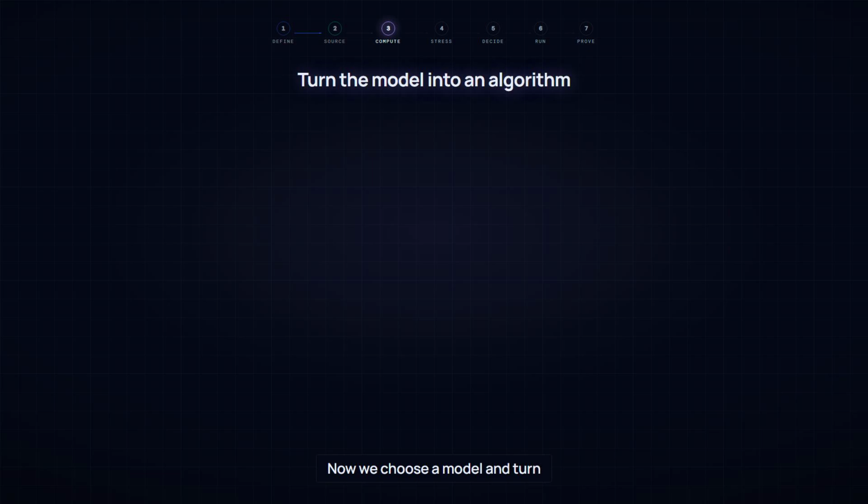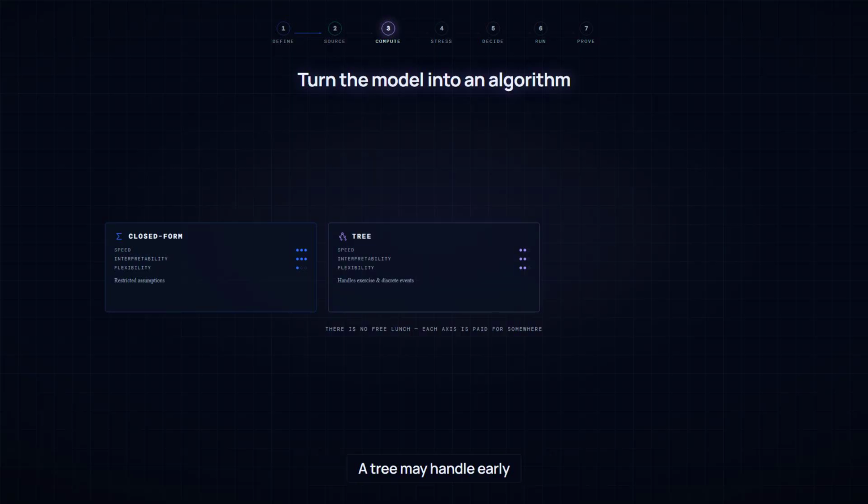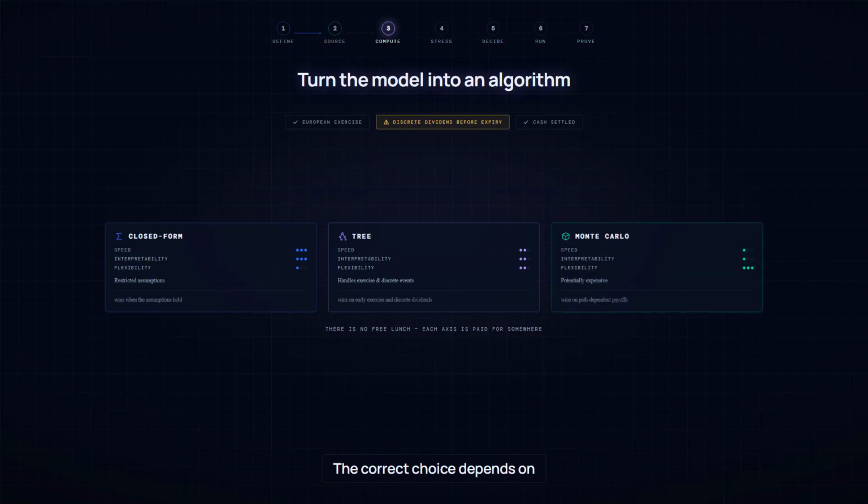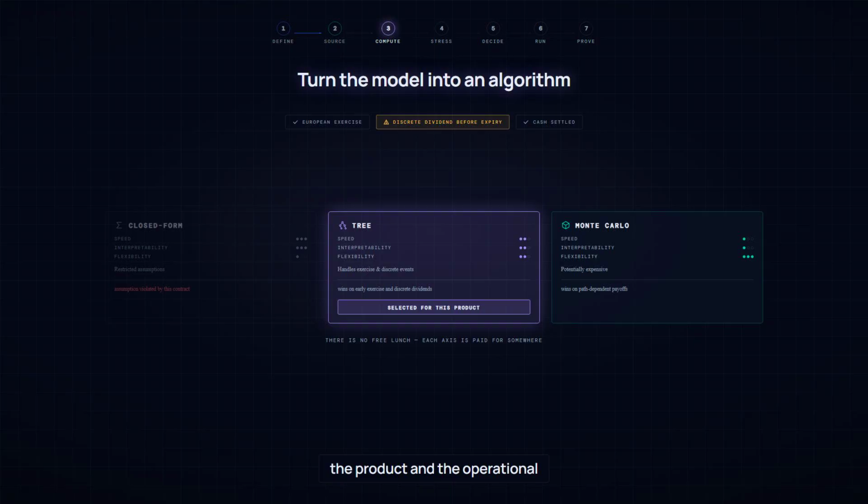Third, compute. Now we choose a model and turn it into a numerical algorithm. A closed-form model may be fast. A tree may handle early exercise. Monte Carlo may suit a path-dependent payoff. The correct choice depends on the product and the operational need, not on which formula looks most advanced.